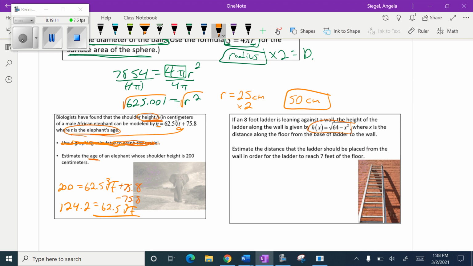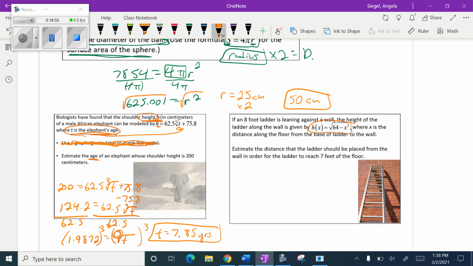And so I'm just getting that cubed root by itself. I'm going to divide by 62.5. I end up with 1.9872. And so I'm thinking, okay, in order to undo this, I'm going to have to take it to the 3rd power. So I'm going to take both sides to the 3rd power. I'm going to end up getting about 7.85. So that means, let's go back up, T is the elephant's age. So the elephant is almost 8 years old. It's about 7.85.